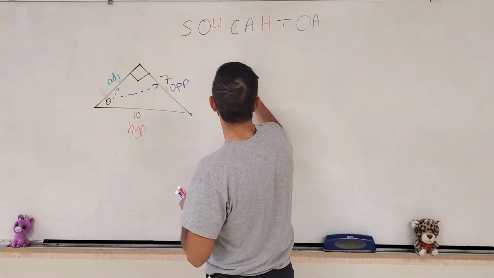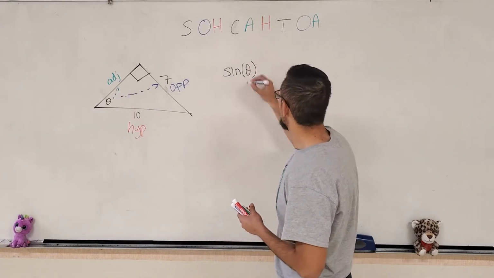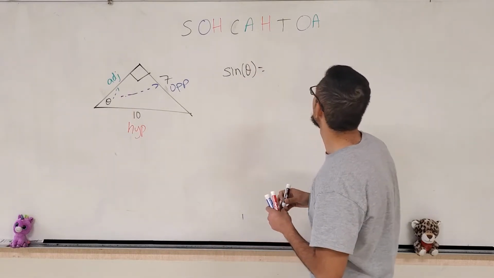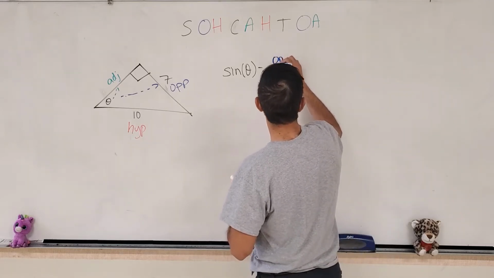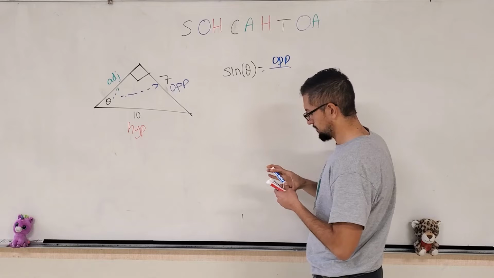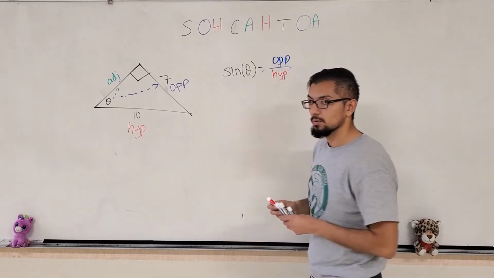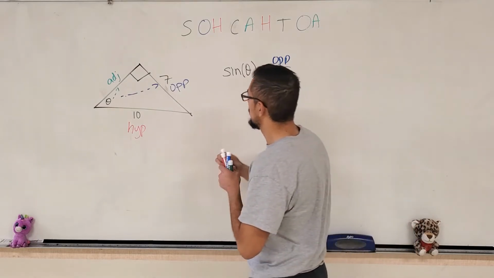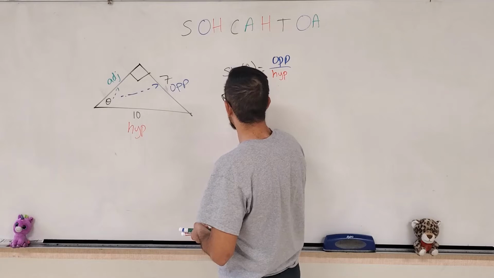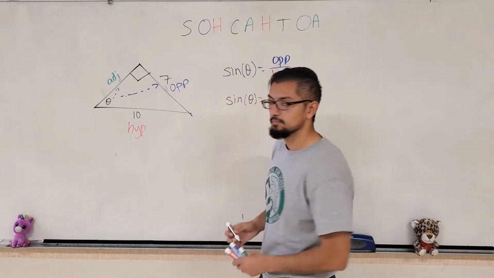So sine of theta, we don't know theta, so we're going to leave it in there, equals opposite over hypotenuse. So we're going to fill in everything we know now. So sine of theta is opposite over hypotenuse, so sine of theta equals 7 over 10.